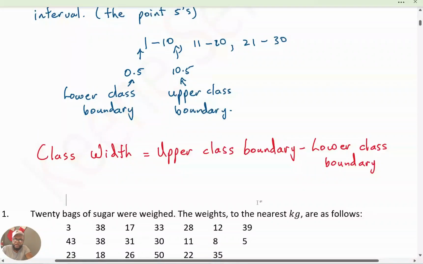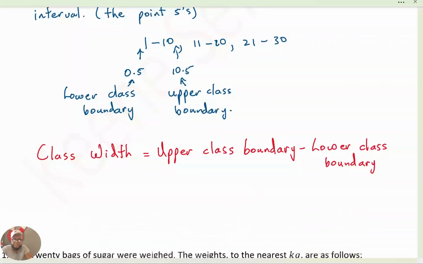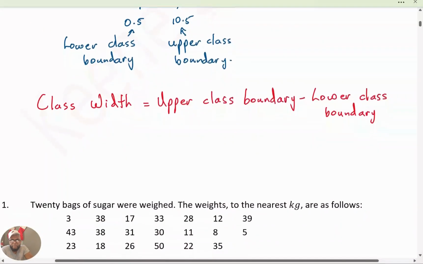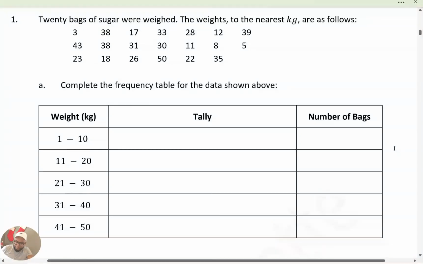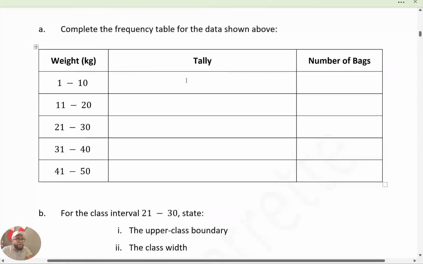Class width would be the upper class boundary minus the lower class boundary. 20 bags of sugar were weighed. The weights to the nearest kilogram are as follows, right? This is 20, right? How much is this? 1, 2, 3, 4, 5, 6, 7. 7 twos are 14, 14 and 6 is 20, right? So complete the cumulative frequency table for the data shown above.